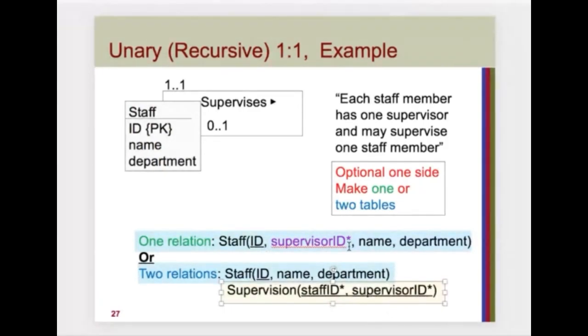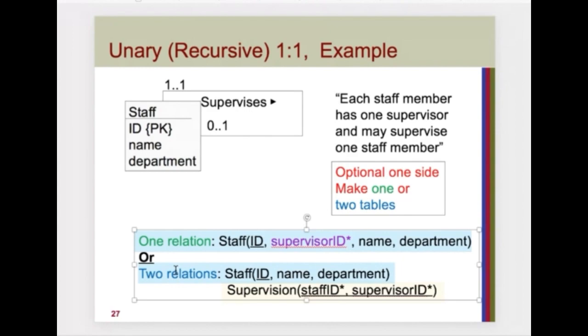Now I can type ID, name, and department. And you saw that we copy the primary key, and the primary key here is the ID. So we copy ID once again here, and this copy is to show the relationship, and the relationship is supervise. And so one staff member can be the supervisor of other staff members. So it also means that each staff member has a supervisor. So we rename this ID as supervisor ID. This is an example where you make one relation.